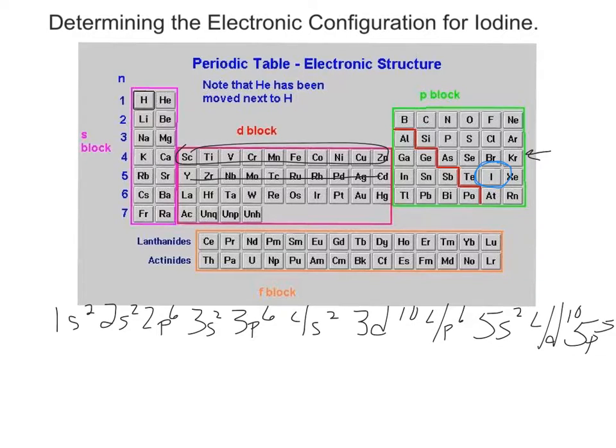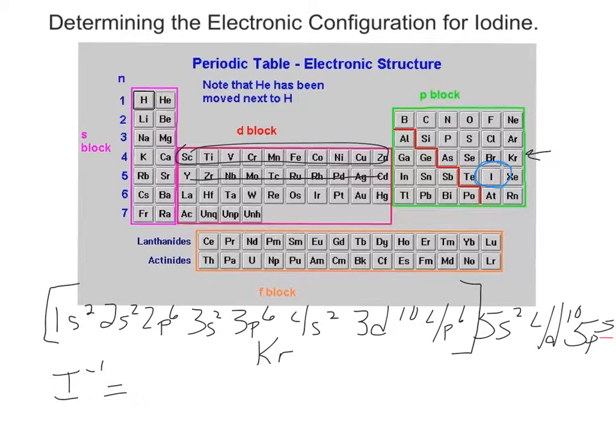And then if I was to create the noble gas notation, I wouldn't have to write all of this. I would just write krypton, 5s2, 4d10, 5p5. Then we're going to write iodine as an ion. Iodine only has one charge. It forms a -1 charge. That means it had to gain an electron. So iodine, in its ionized form of -1, has to gain an electron.